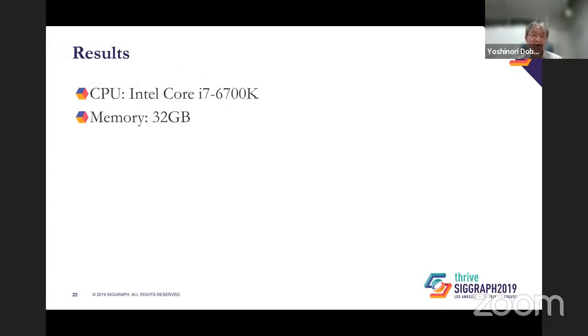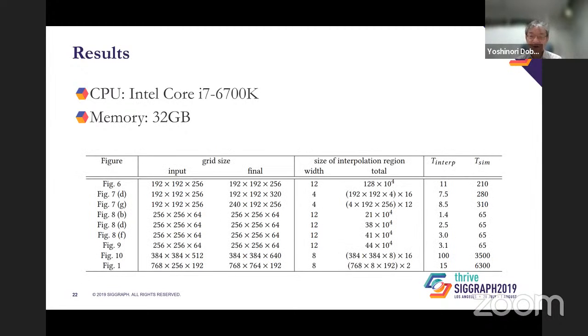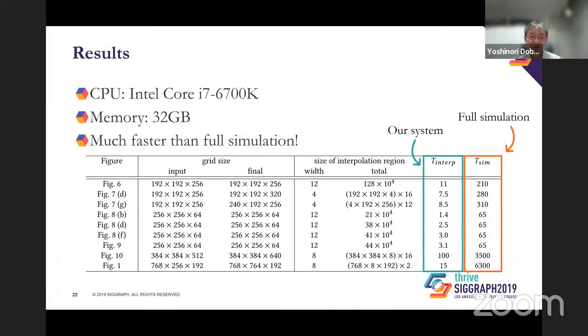Okay, now let me show you some examples using this method. Firstly, this one shows the computation time. This column indicates the computation time for the optimization process in our method, and this column shows the computation time for the full simulation. If you compare these two, our method is much faster than the full simulation. Particularly in this example, the computation time is 420 times faster than the full simulation.